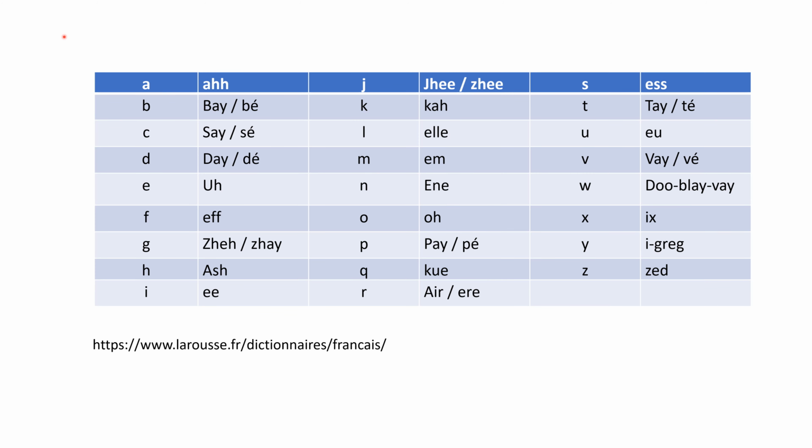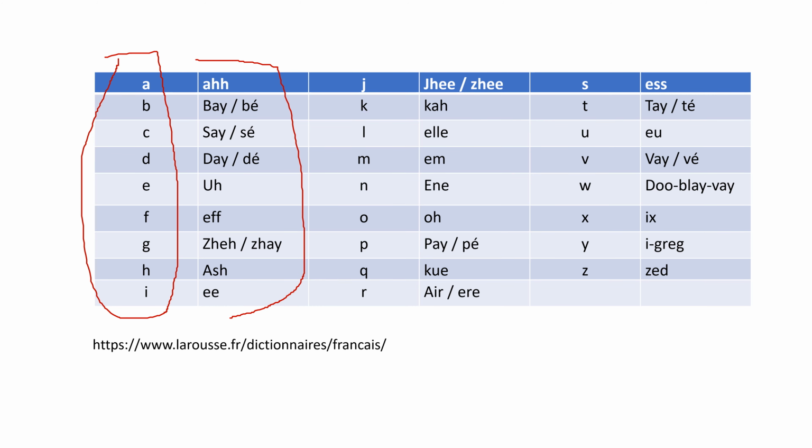I've also prepared a chart for you to make it easier to remember. Here is your chart. What I've done is I have written here the alphabet, the letters, and I have tried to find an English word that reproduces a sound. For example, A would be A. This is A in French, A.